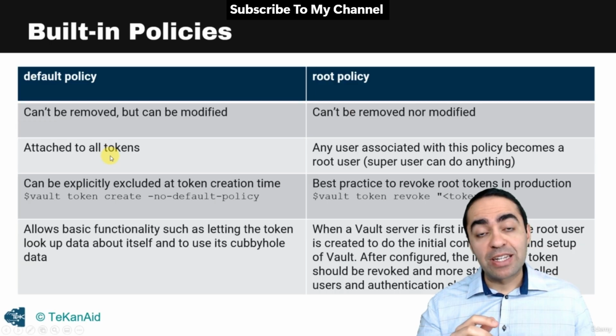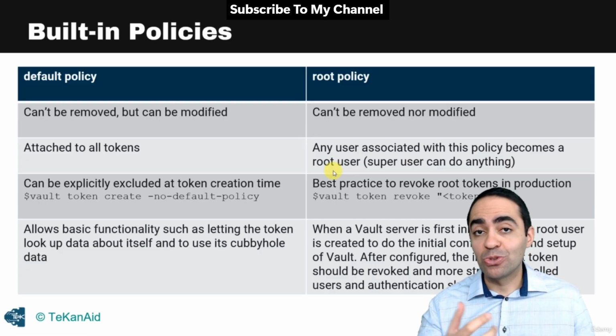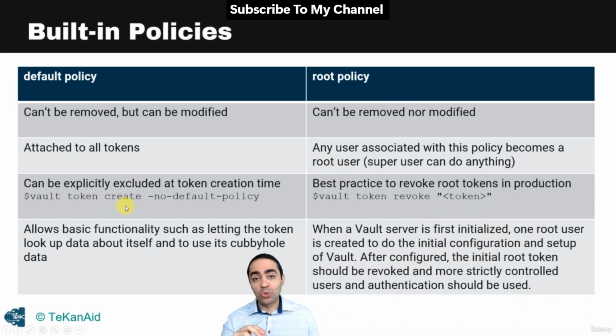The default policy is attached to all tokens. The root policy, any user that holds this policy becomes a root user. So think of it as a super user that can do anything inside of Vault. The default policy can be explicitly excluded at token creation time. So this command here, vault token create with the flag no-default-policy, will remove the default policy from this token.